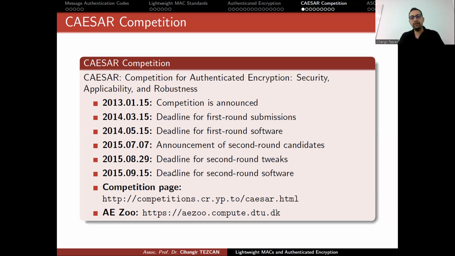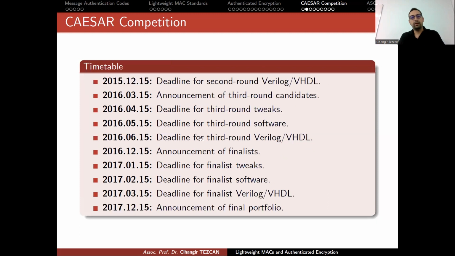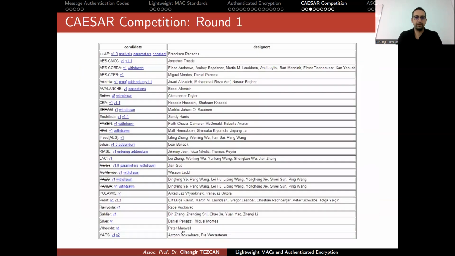Anyway, second round candidates were announced in 2015, and people also submitted their hardware implementations. Finalists were announced in 2016. And the final portfolio was announced in 2017. I think it was at the rump session of FSE or Eurocrypt. I think it was FSE, but I might be mistaken. It looks like a date for Eurocrypt, but I'm not sure. Anyway, generally in these competitions, results are announced at the rump session of conferences.